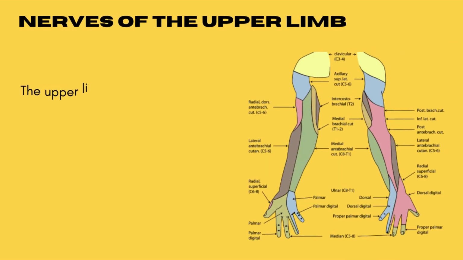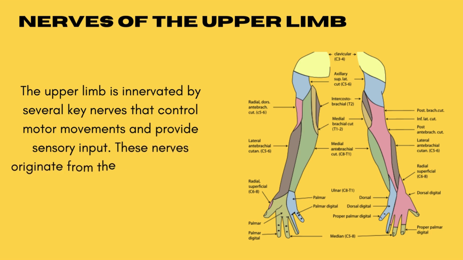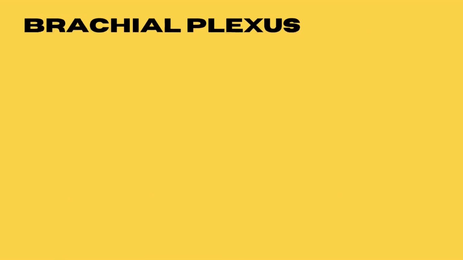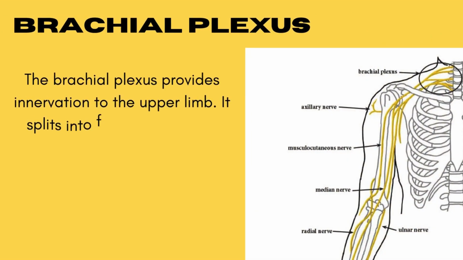Nerves of the upper limb. The upper limb is innervated by several key nerves that control motor movements and provide sensory input. These nerves originate from the brachial plexus, a network formed from the spinal nerves. Brachial plexus. The brachial plexus provides innervation to the upper limb. It splits into five major nerves.